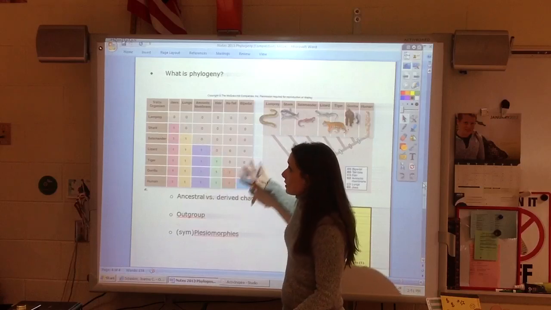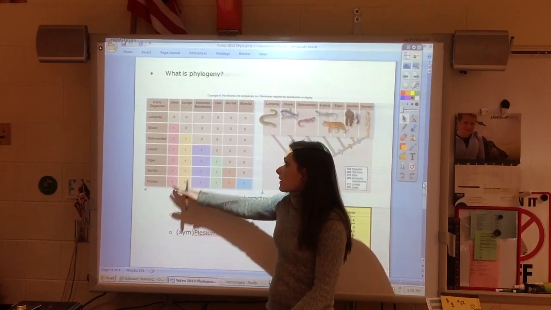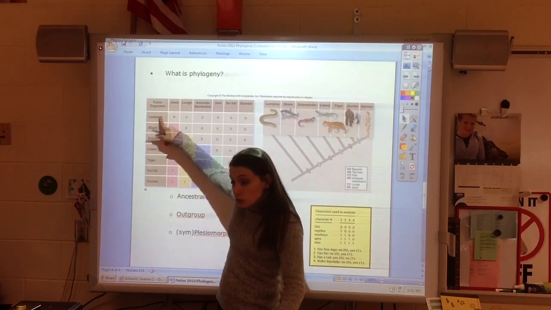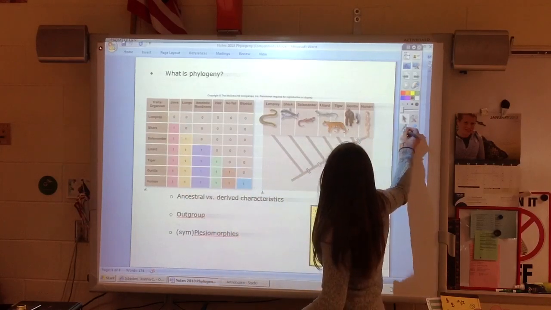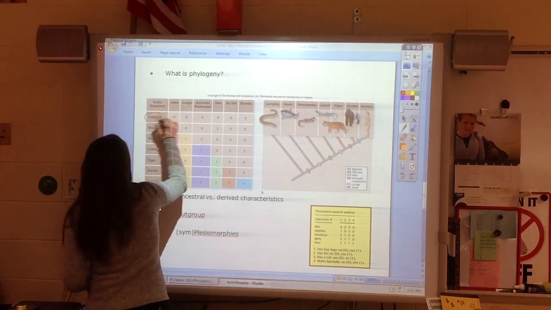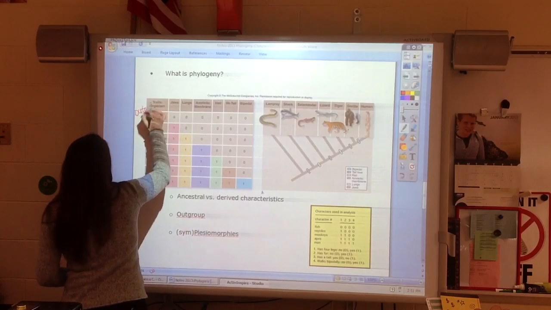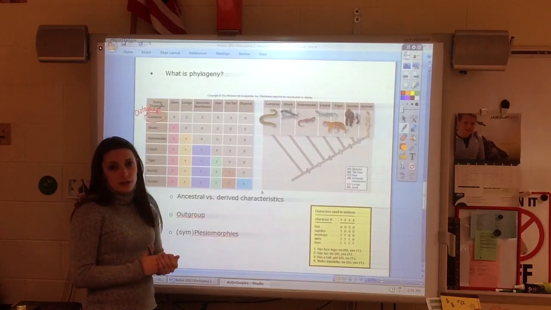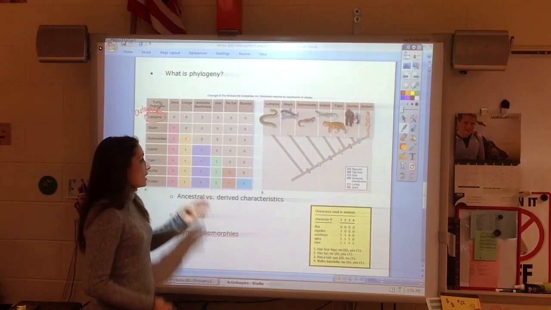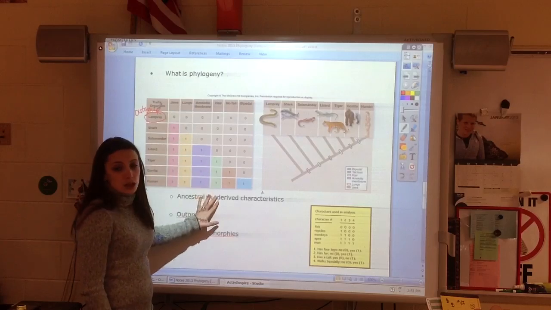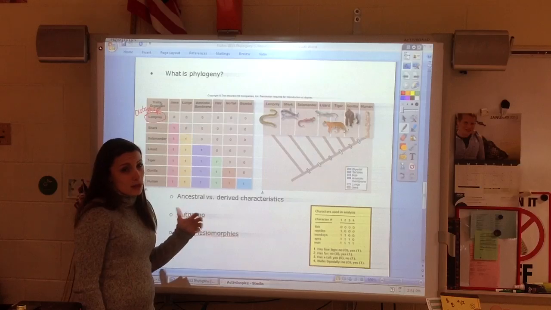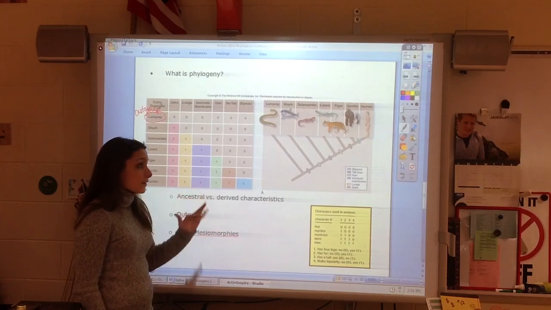However, given a data table like this, a 1 meaning that you have it, a 0 meaning that you don't, usually phylogenetic trees are grounded in an outgroup. Outgroup is going to be an organism that we know does not have any of those characteristics. And then we start to look at what characteristics they do have. And so this is where we do need to be a little careful, and we do need to understand evolution before even creating one of these phylogenetic trees.